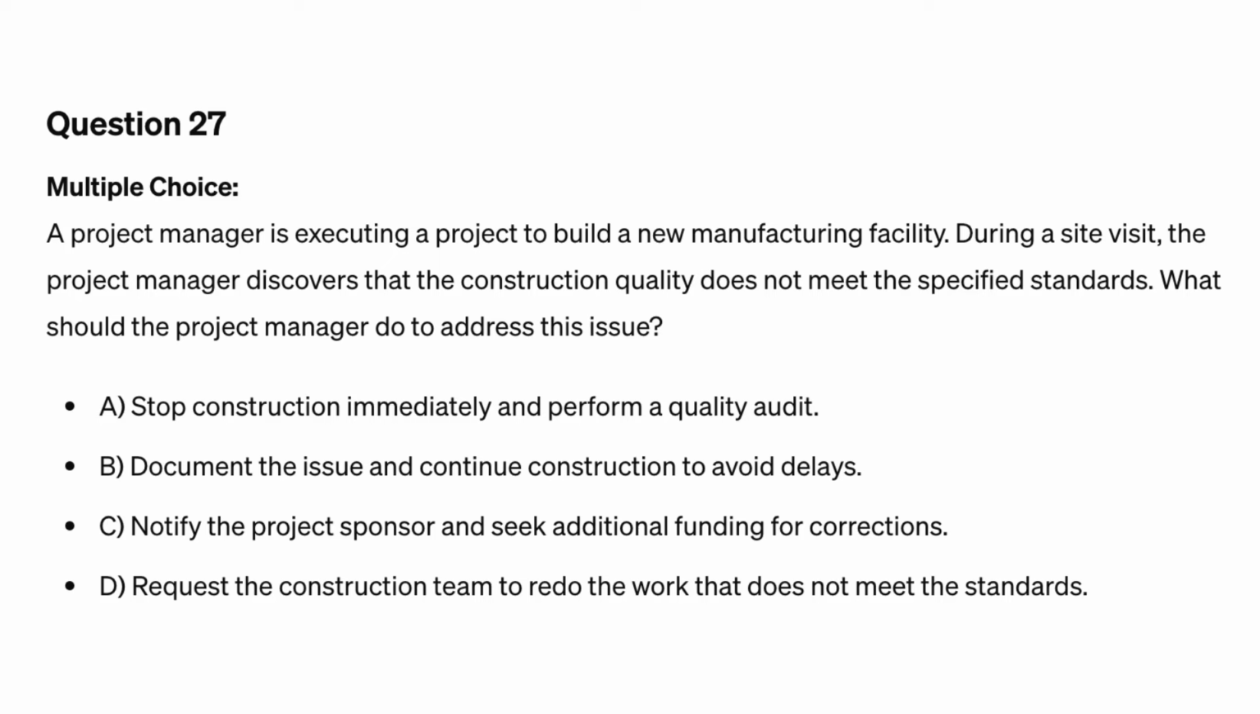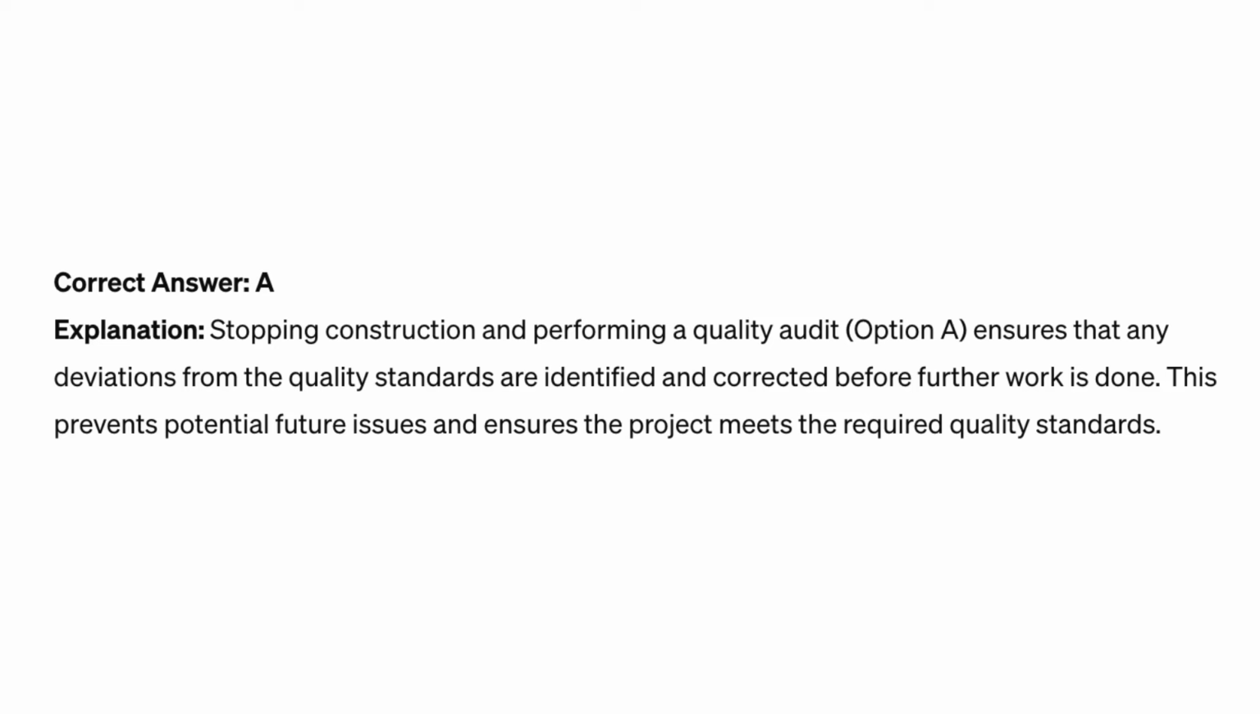Correct answer A. Explanation: Stopping construction and performing a quality audit, option A, ensures that any deviations from the quality standards are identified and corrected before further work is done. This prevents potential future issues and ensures the project meets the required quality standards.